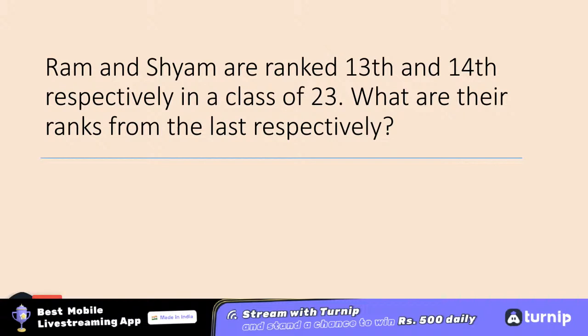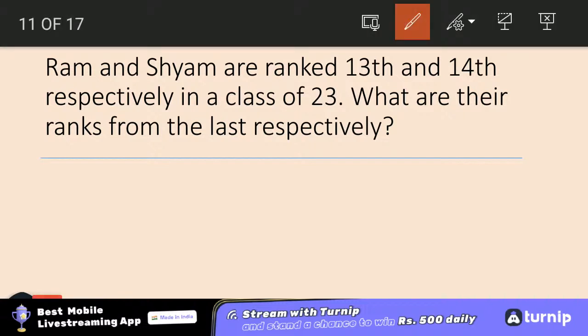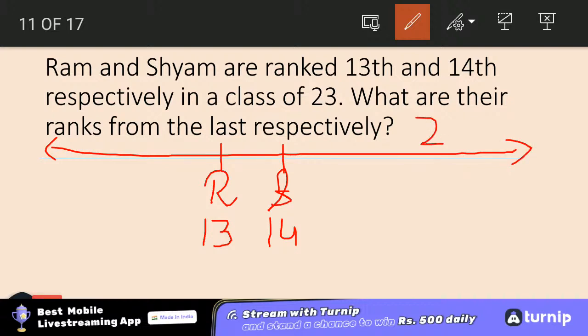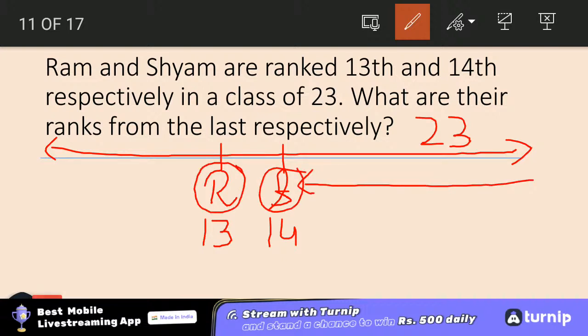Ram and Sham are ranked 13th and 14th respectively in a class of 23. Now we are talking about two people. Still we were very simple, we were talking about one person. Now Ram and Sham. If I take Ram as R and Sham as S, Ram's position is 13th from the starting, and 14th from the starting is the position of Sham in the class of 23, the total strength of the class. What are their ranks from the last? So now you need to tell what is Sham's and what is Ram's rank from the last.